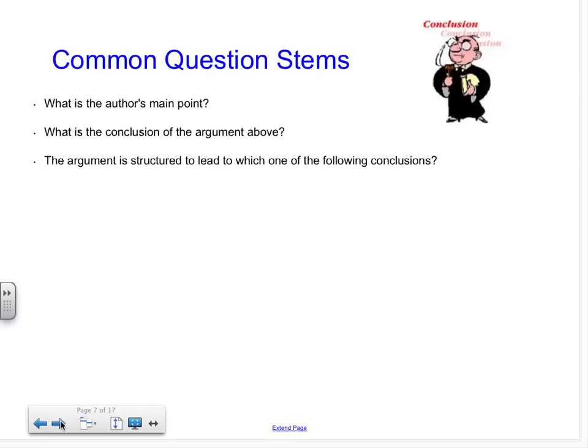Please take a moment to read through the following common question stems. Press pause, and when you are ready to continue, press play. We will continue.